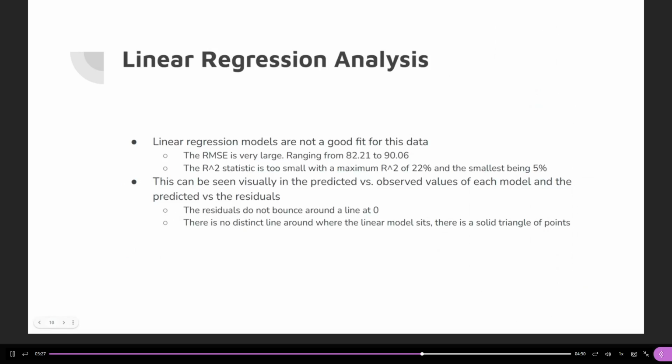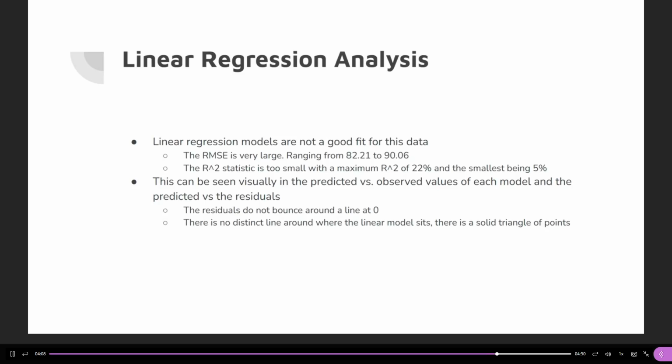Looking at the results of all three linear regression models, they're not a good way to model this data. In all three cases, the RMSE is very large. The largest root mean square error is 90.06 and the smallest is 82.21. Also, the R-squared statistic, which shows how well the model explains the natural variation of the data, is very small. The largest R-squared is 0.22 with all the variables being used in the model. The smallest R-squared statistic is 0.059 with the linear regression with no high correlations.